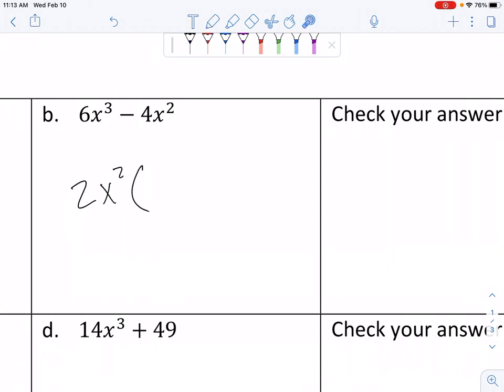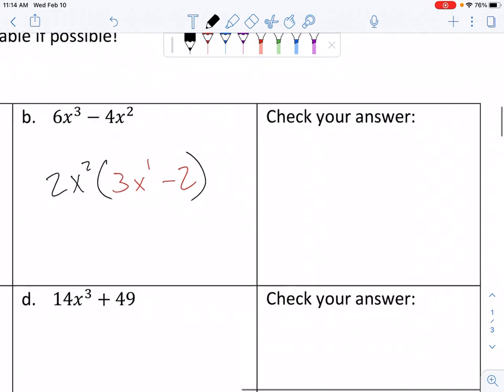And so if I were to take out a 2x squared, if I were to divide it from here, I would be left, 6 divided by 2 is 3, and x to the third, we're taking 2 powers away from that, so it's going to become x to the first. And then I'm going to take negative 4 divided by 2 is negative 2. And we're taking 2 powers away from our x to the second, so there's not going to be any left. So this will be our answer.